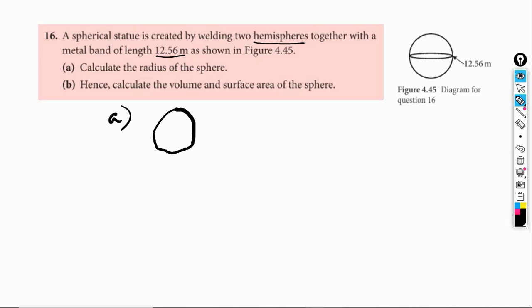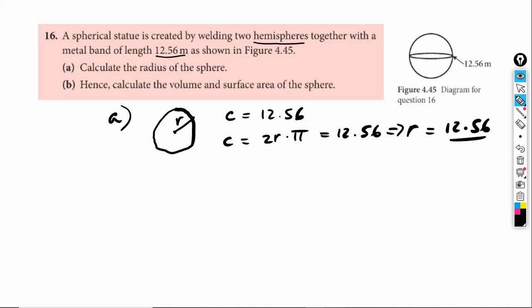And the radius of the sphere would be equal to the radius of that circle. So basically what they're asking us is to find the radius of the circle that has a circumference of 12.56. So remember that the circumference formula is 2 times the radius times pi, right? So that means that this is equal to 12.56.